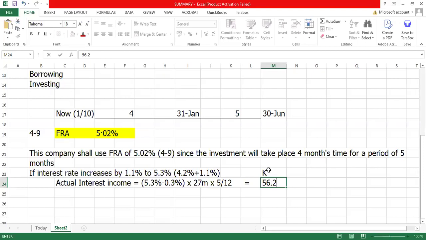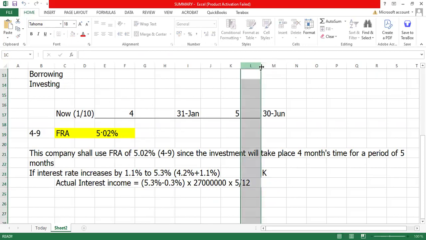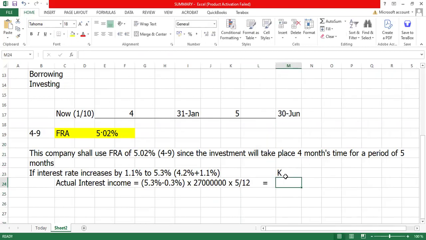Let's put the figures. Let's not keep our answers in million. Just on your calculator, put six zeros and tell me the right figure. 562,500.